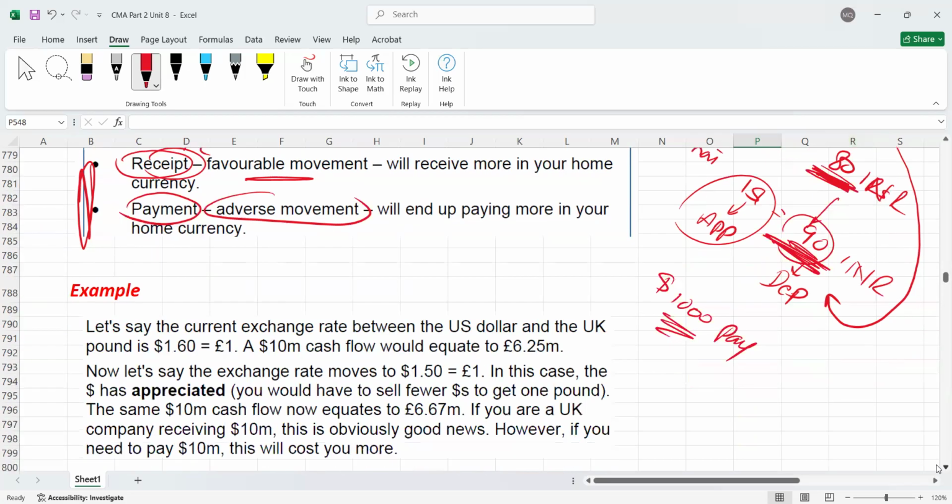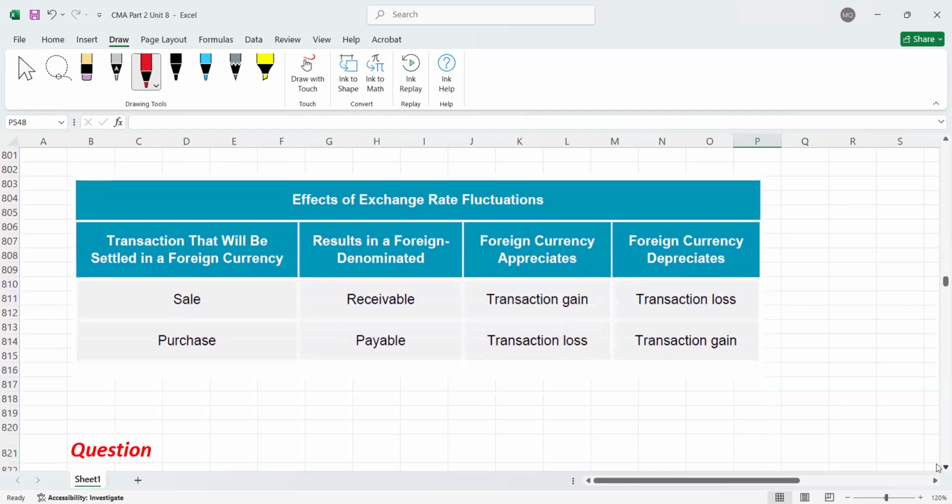So this is the local currency depreciation and appreciation. And here we have a summary now. I'm just showing you the summary here. You can just remember it this way also. So this is the effect of exchange rate fluctuations.